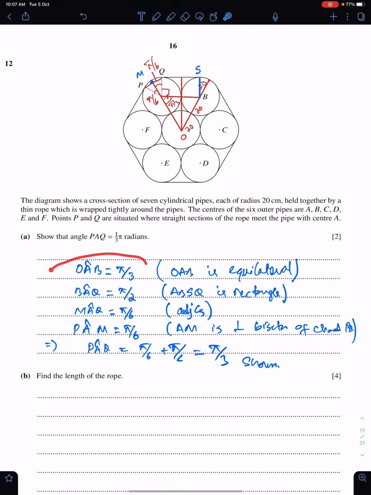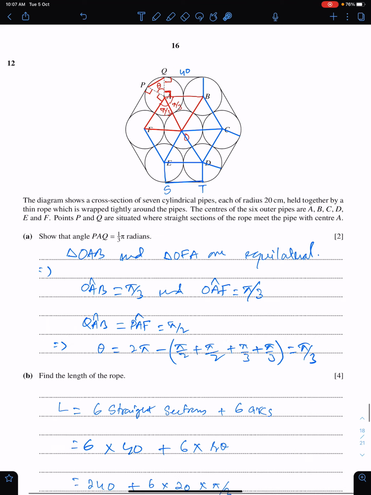See, pi by 3, this is pi by 2, this is here. I've given all the reasons. This is pi by 6, adjacent angle means straight line. This is also pi by 6 because AM is perpendicular bisector. So finally PAQ is pi by 3. This is method number 1. This method is very simple. Method 2.